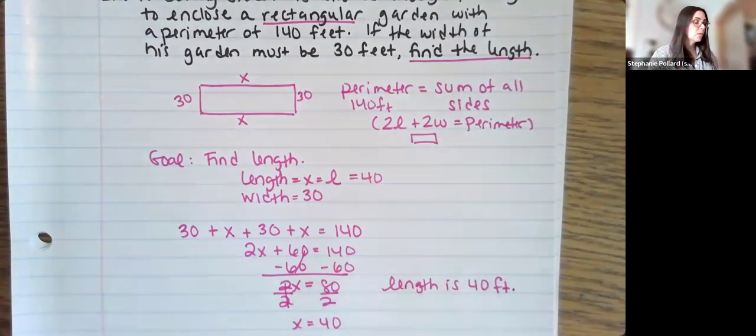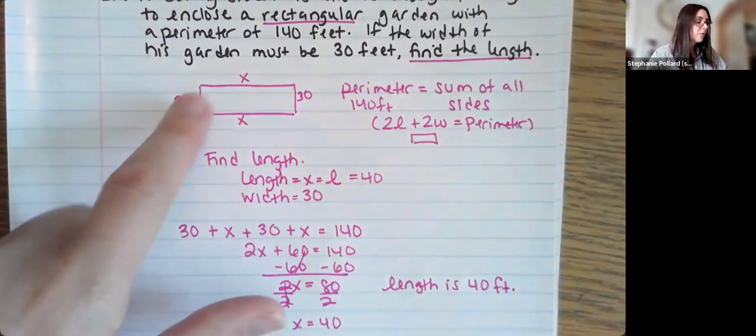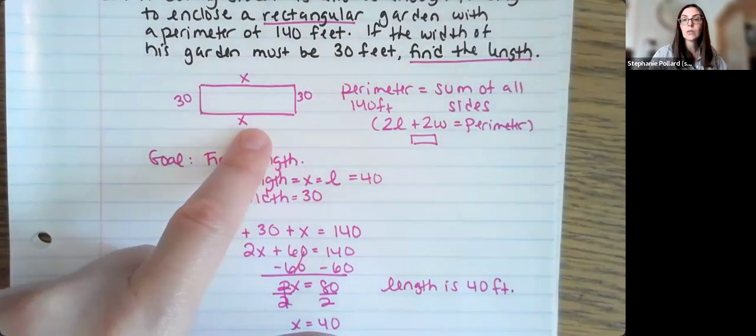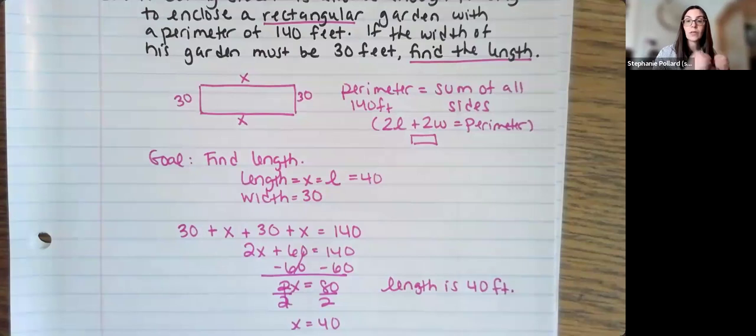So we're going to match that feet. Now you can check this one. So if I add up 30 and 40, I get 70. And then another 30 and 40 is another 70. So 70 plus 70 is 140. So this looks good. So this seems to check out fine.